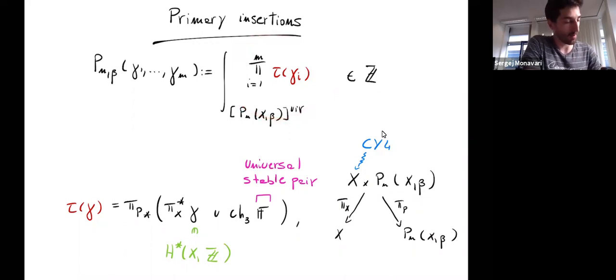So you start with gamma, which is a cohomology class on X. Then you pull it back to the product of X with your moduli space of stable pairs. Then you cap it with the Chern character of the universal stable pair, so the universal object there. And then you push it back to your moduli space. So you have naturally produced some cohomology class on your space.